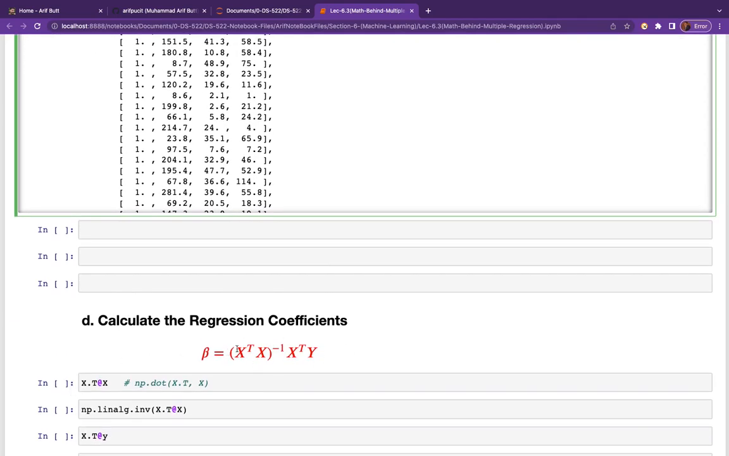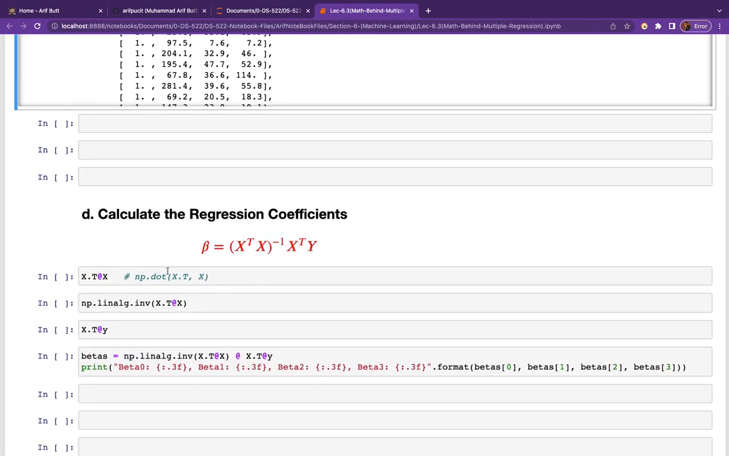So now we are ready to compute the regression coefficients. And to compute the regression coefficients, this is the formula, which is beta is equal to X transpose X inverse times X transpose times Y. And this is what we have derived above. So the remaining task is simple math.